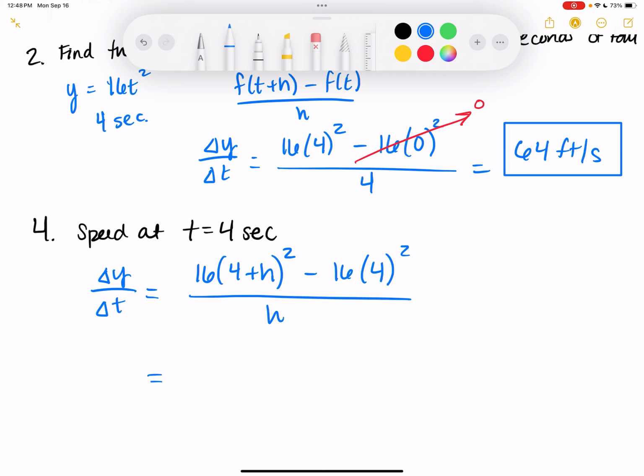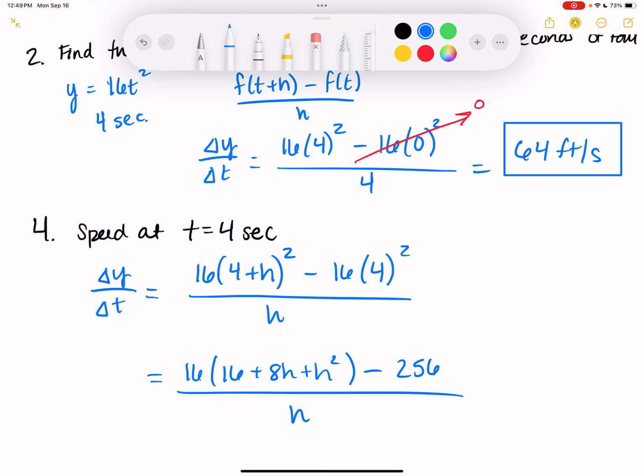So 16 times, what's 4 plus h squared? 16 plus 8h plus h squared. Yep. Minus 16 times 16. 256. 256. I'm still recovering from the last one. It's alright. It was the same thing, so I figured you had it under control. I had that in my memory still, lingering.